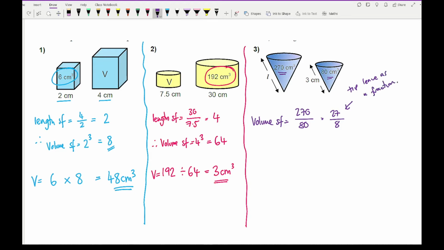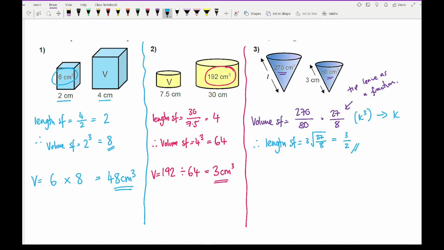Now this 27 over 8 resembles what k cubed is. Now I want to work out what the length scale factor is, so I need to work out what k is. To go from k cubed to k, what I need to do is cube root. So therefore, the length scale factor is going to be the cube root of 27 over 8. Now if this is a non-calculator paper, then the cube root of 27 is 3, and the cube root of 8 is 2. And if you wrote it as a decimal, it would be really difficult to do without a calculator, but there is my length scale factor.